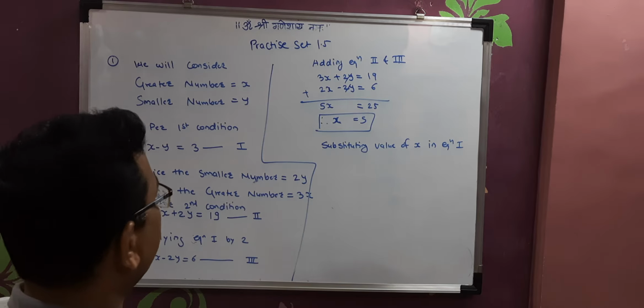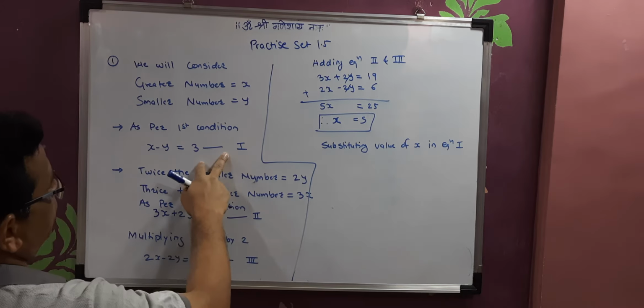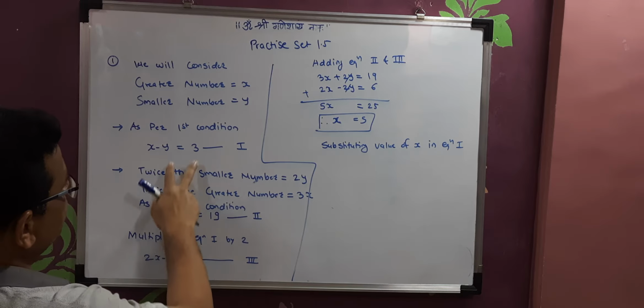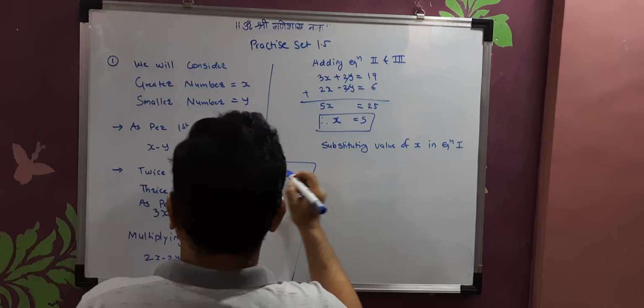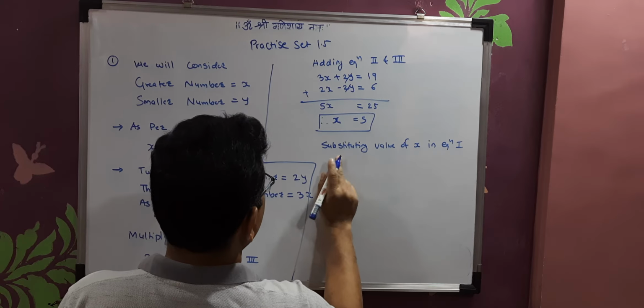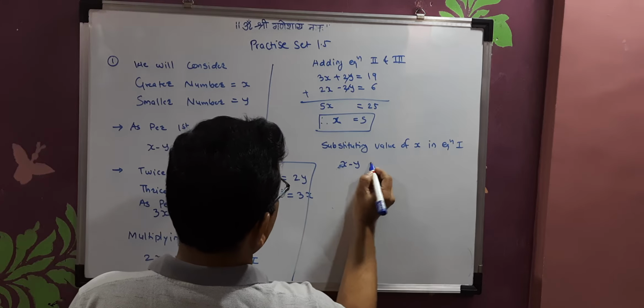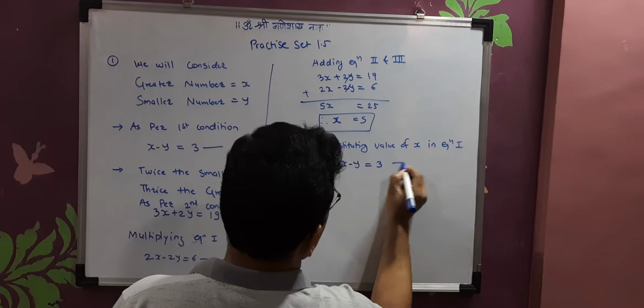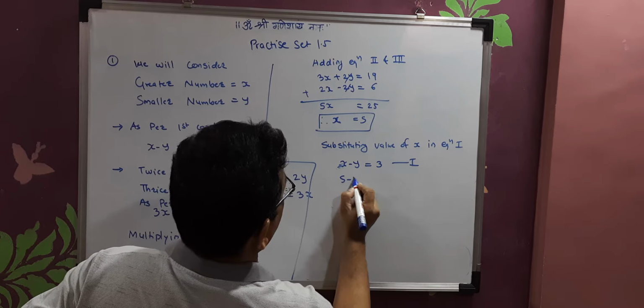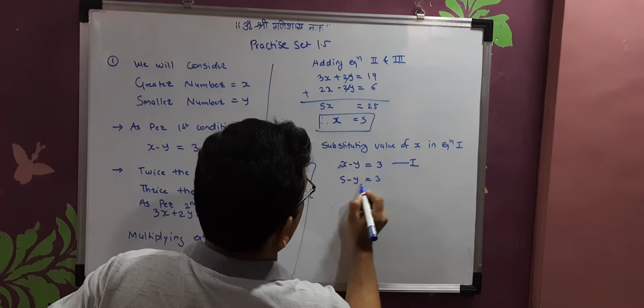I have selected equation 1 because it is simple. Here you have to do the multiplication and all these things. So it is simple. So the x is 5. Say x minus y is equal to 3. This is the first equation. So the value of x is 5, minus y is equal to 3.